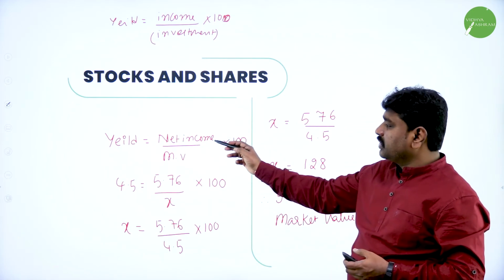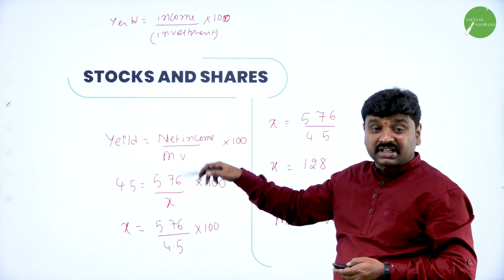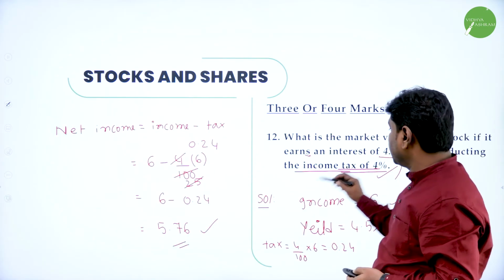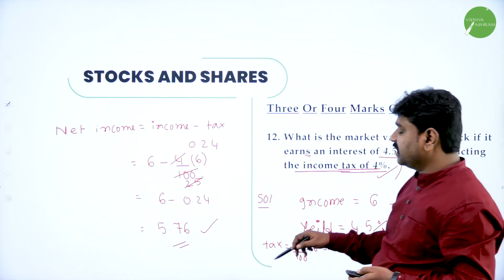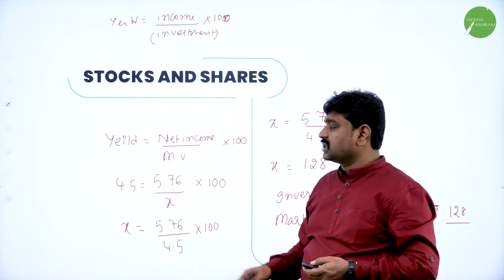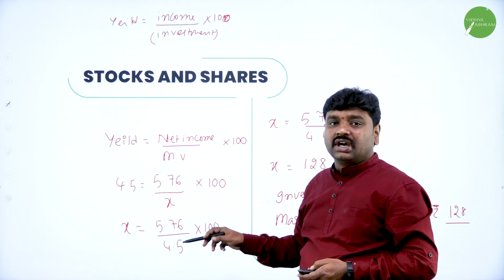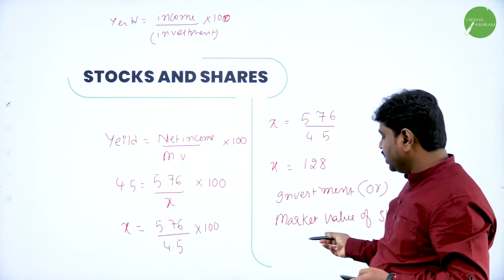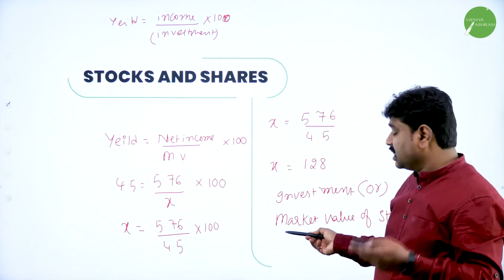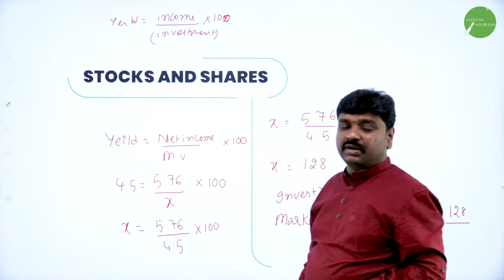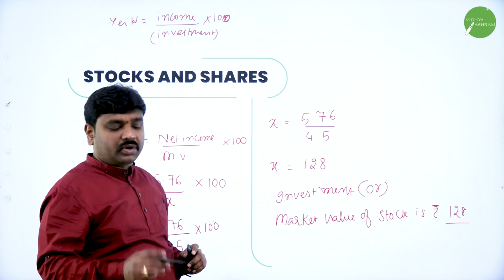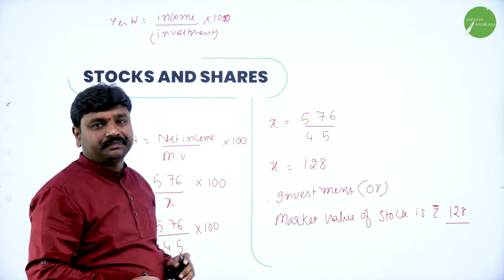So income, it became net income because in this case tax has been deducted. If they don't give tax, then we'll just write income. So earlier income is 6, but after deducting the tax, the income becomes 5.76. So net income is 5.76. Amount whatever you are investing, we call it market value, that we don't know. So calculate that amount invested, or x. That x is called amount invested, or the other name for it is market value. So we got the answer. I hope all of you understood this.